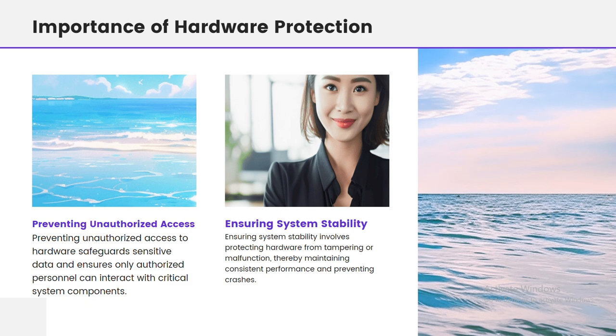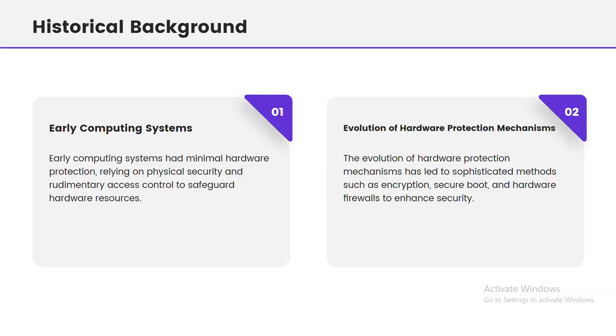Importance of hardware protection: preventing unauthorized access, and hardware safeguards sensitive data and ensures only authorized personnel can interact with critical system components, ensuring system stability. Ensuring system stability involves protecting hardware from tampering or malfunction, thereby maintaining consistent performance and preventing crashes.